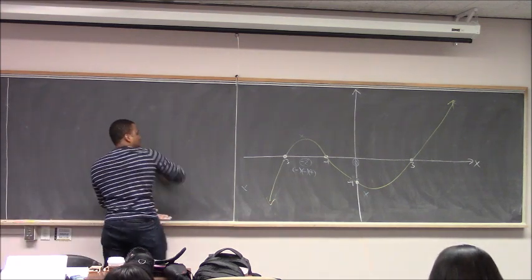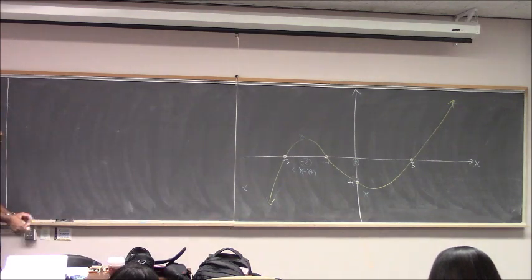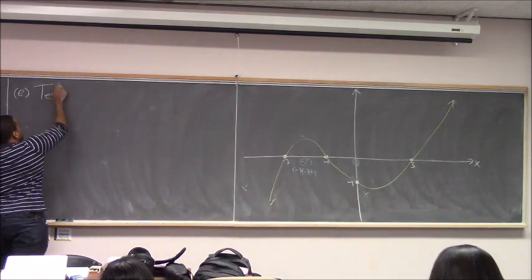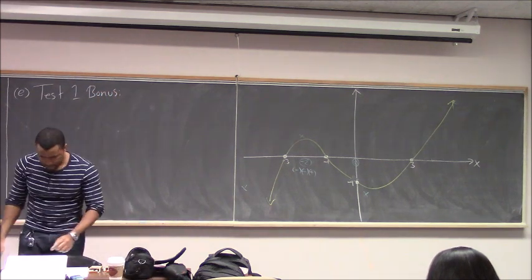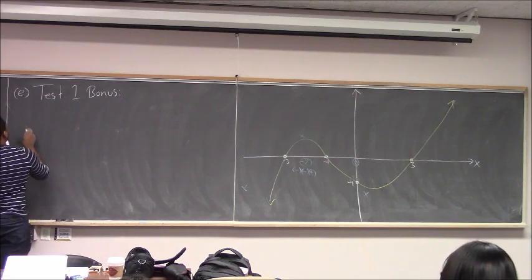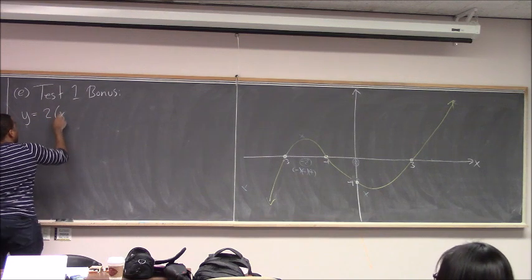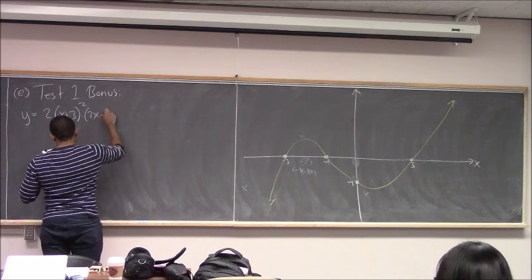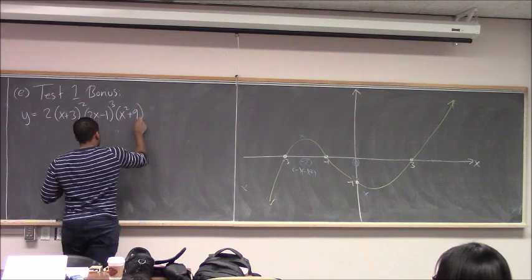So we already know the basic ideas, right? I just told you those, so we're going to apply it to a much more complicated example. So this is test 1 bonus. I wanted you to graph 2 times (x plus 3) squared times (2x minus 1) cubed times (x squared plus 9).